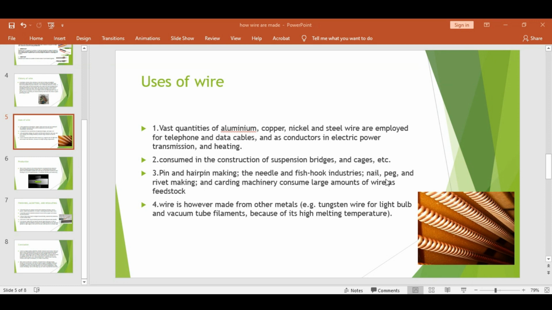Special purpose wire is, however, made from other metals. For example, tungsten wire is used for light bulb and vacuum tube filaments because of its high melting temperature. Copper wires are also plated with other metals such as tin, nickel, and silver to handle different temperatures, provide lubrication, and provide easier stripping of rubber insulation from copper.